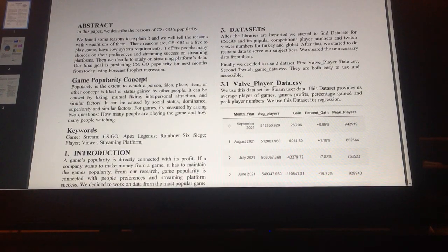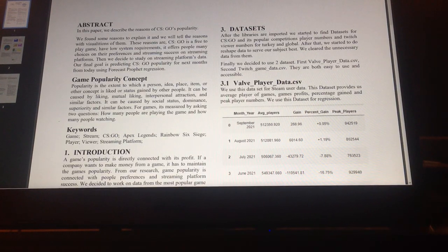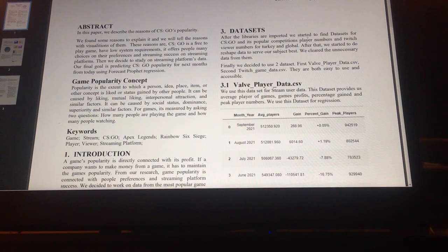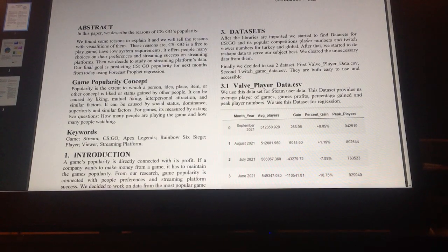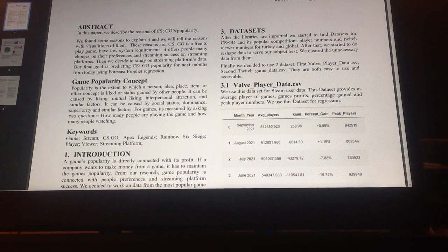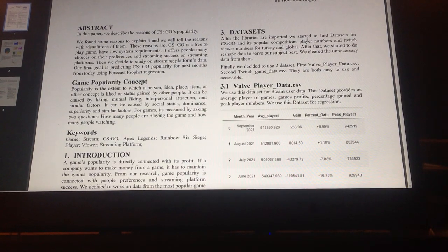Third, we include the datasets in this project. After the libraries are imported, we started to find datasets for CSGO and its popular competitions, player numbers, and Twitch viewer numbers for Turkey and global. After that, we started to reshape the data to serve our subject best. We cleaned the unnecessary data from them.